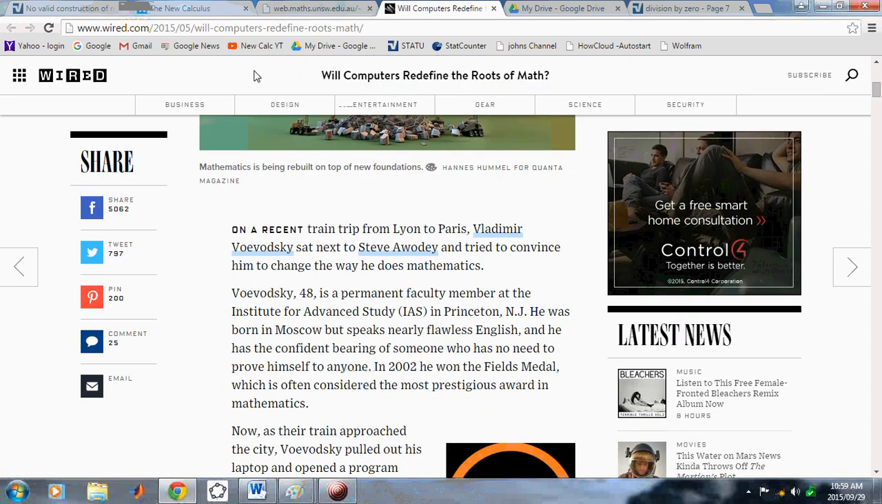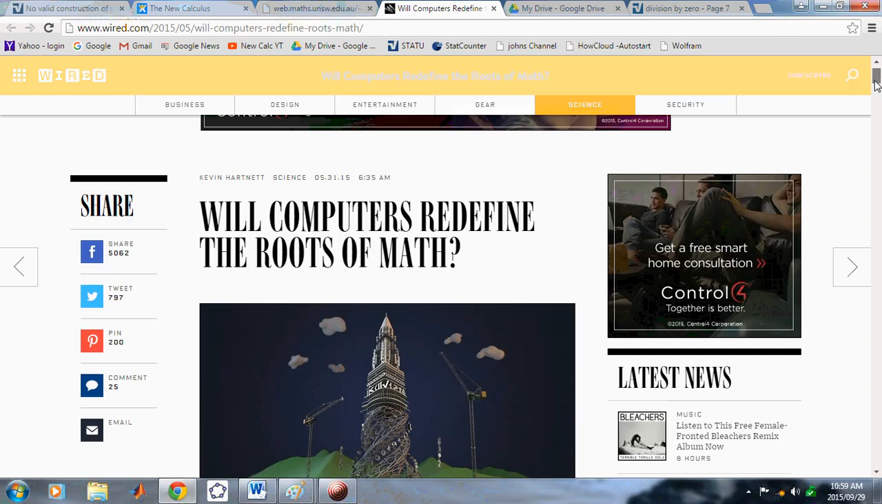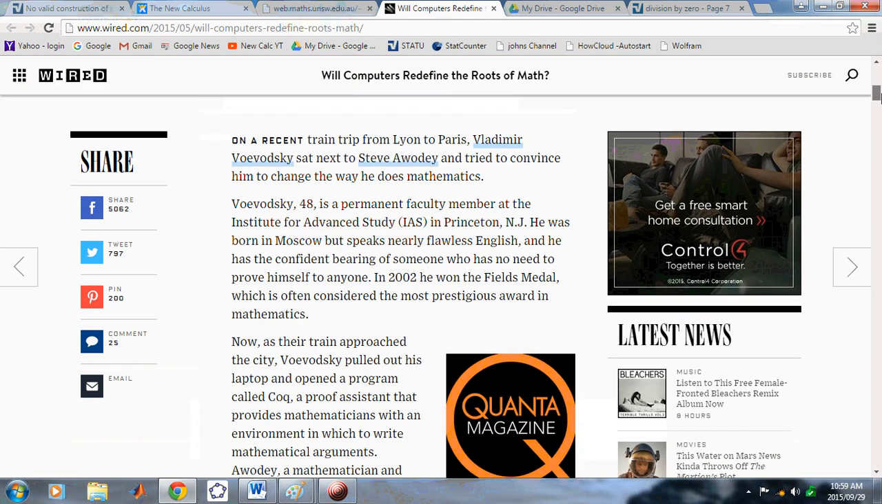Another article that appeared not so long ago in the news was one by Wired.com, and it said, "Will computers redefine the roots of math?" And it's interesting because it actually shows that the more complexity we have in set theory, the harder it is to write anything that is flaw-free.